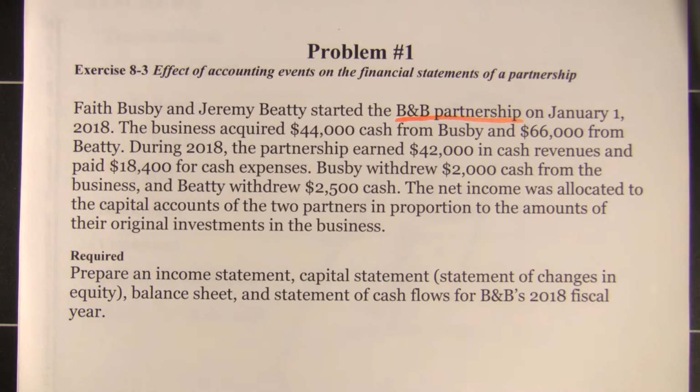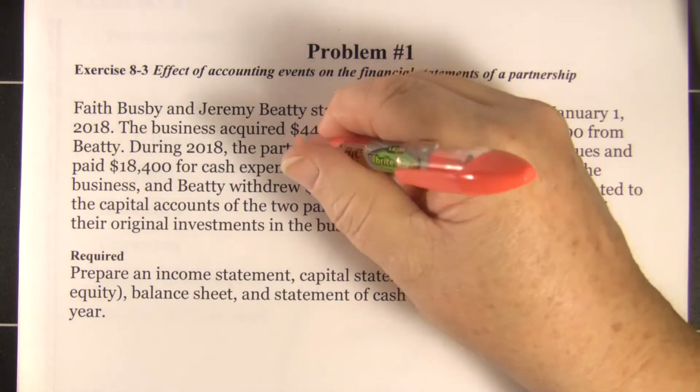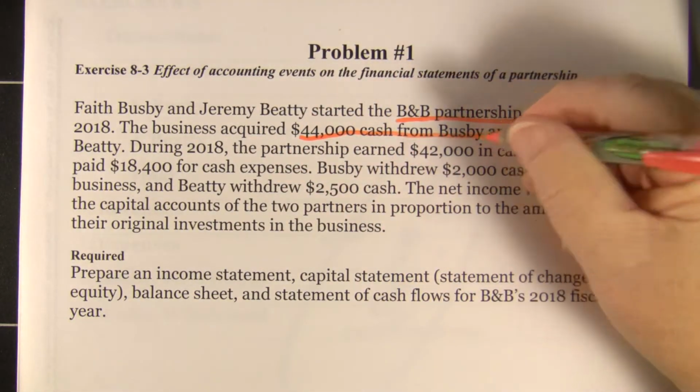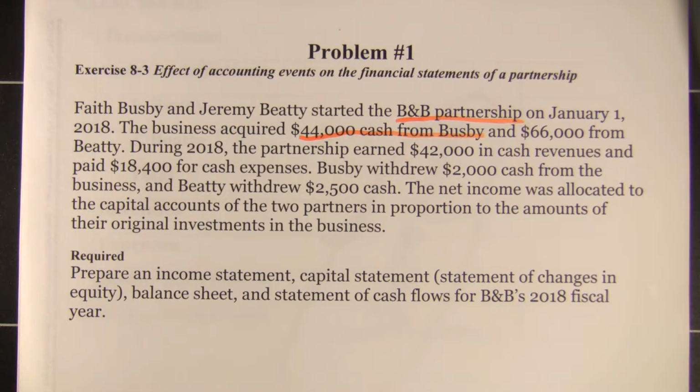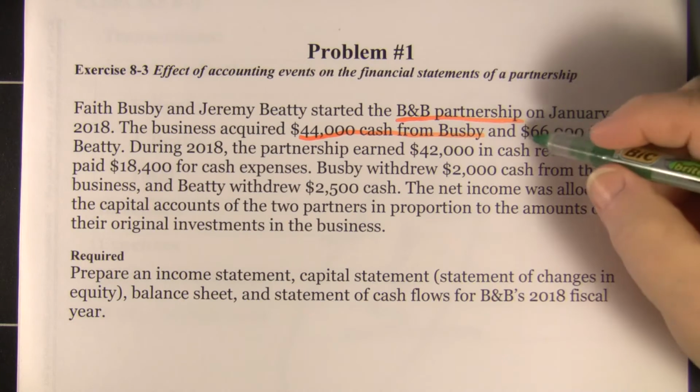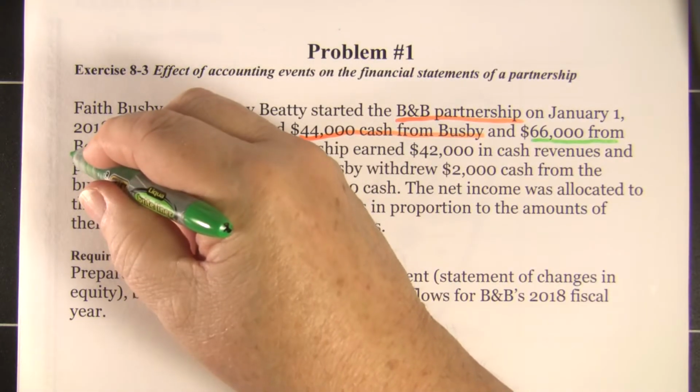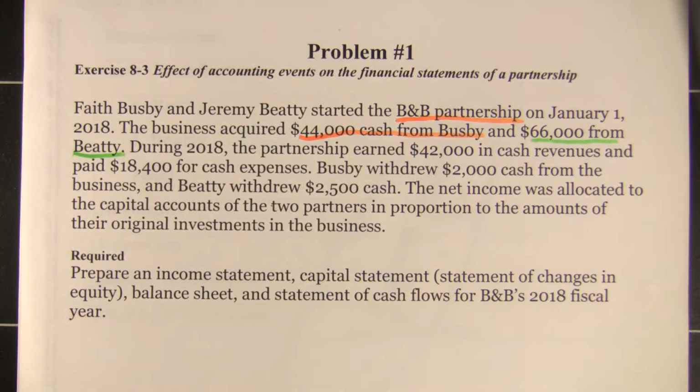The business acquired $44,000 cash from Busby and $66,000 from Beatty. So that determines their percentage of ownership. One owns a little more than the other because he or she put a little more in.